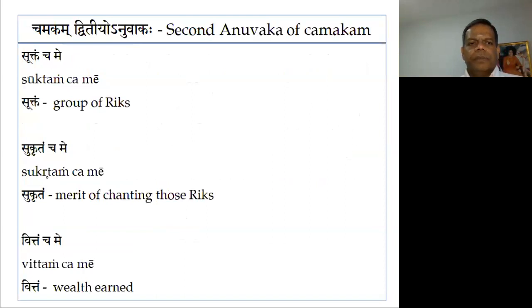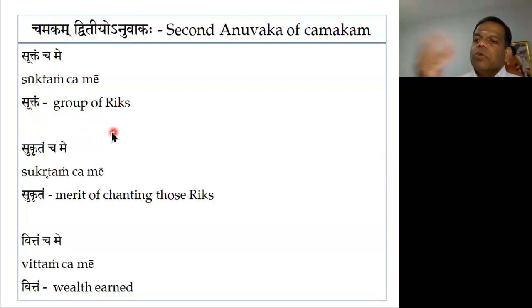So next mantra: Suktam chame. In terms of pronunciation, it should be pretty simple. There are no difficult consonants, no aspirated consonants. Suktam is a group of rigs, a collection of mantras. The Rigveda is called Sukta. We will have Narayana Suktam, Purusha Suktam, Medha Suktam, Sri Suktam, Durga Suktam, and so on, which get chanted. So they have a collection of mantras, it's called Suktam.